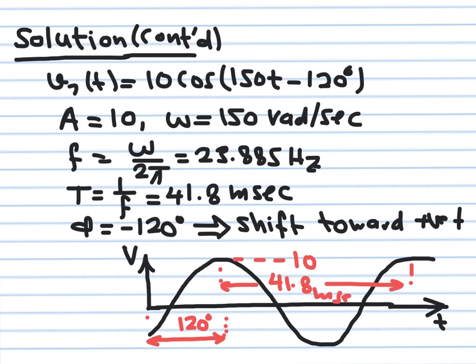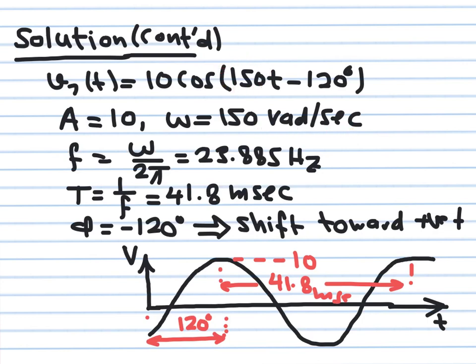Now let's take a look at this other example. This is V2 of t equal to 10 cosine(150 t minus 120 degrees). This is a cosine waveform, so we can write it as A cosine(omega t plus phi). So A here, the amplitude, is 10. Omega, the angular frequency, is 150 radians per second.